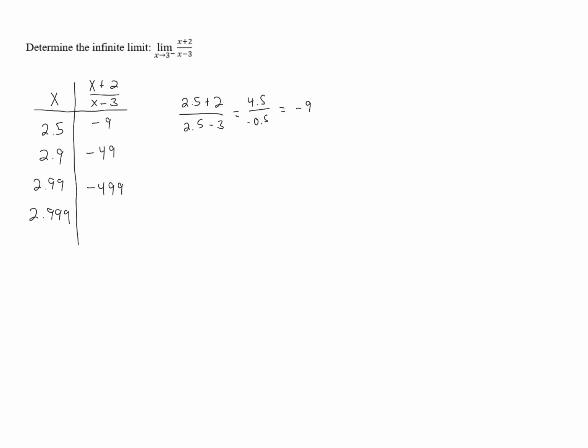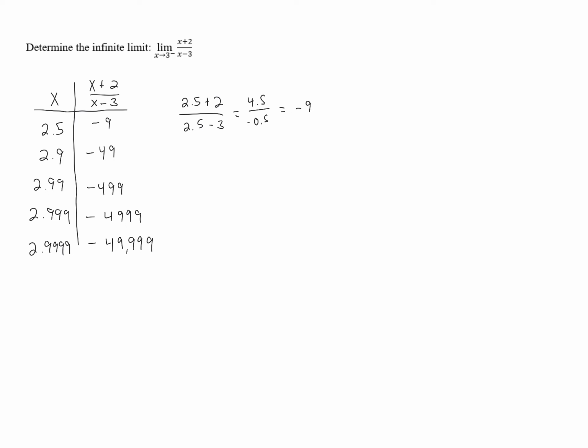If we plug in 2.999, we do in fact get negative 4,999. And if we do one more, just for funsies, we do get negative 49,999. And so we can see as we take x values that are getting closer to 3 from the left, the y values are becoming larger and larger in the negative direction.